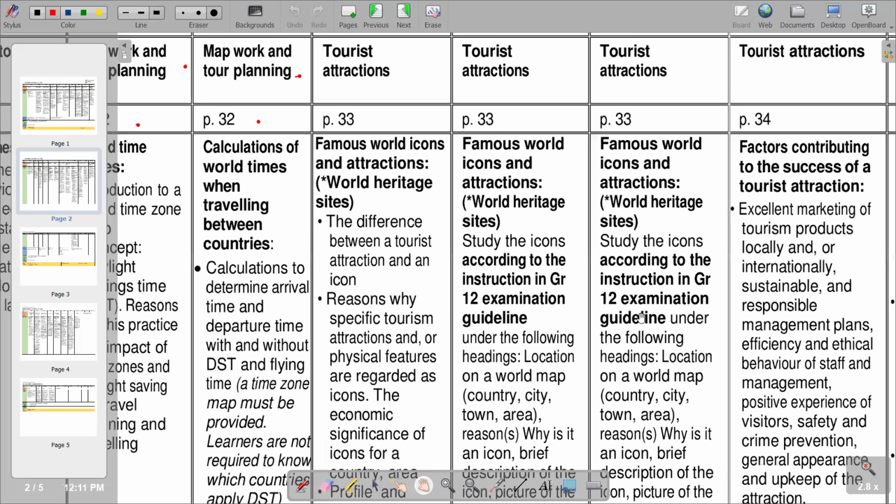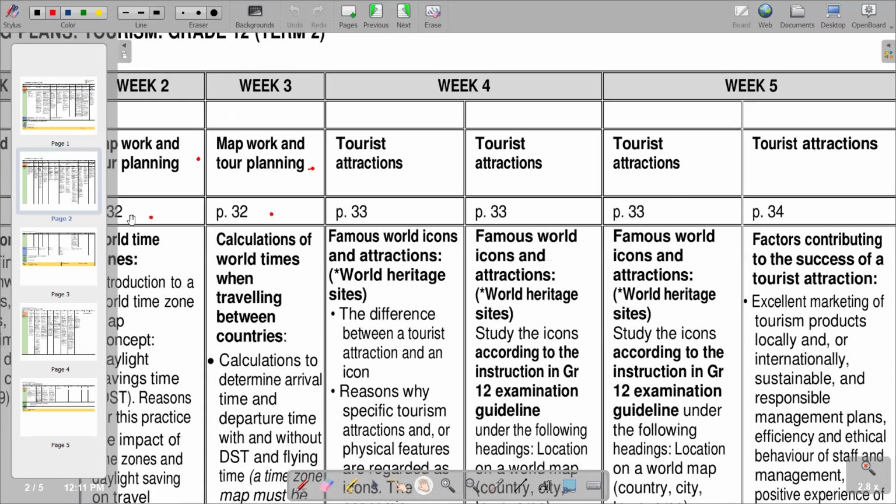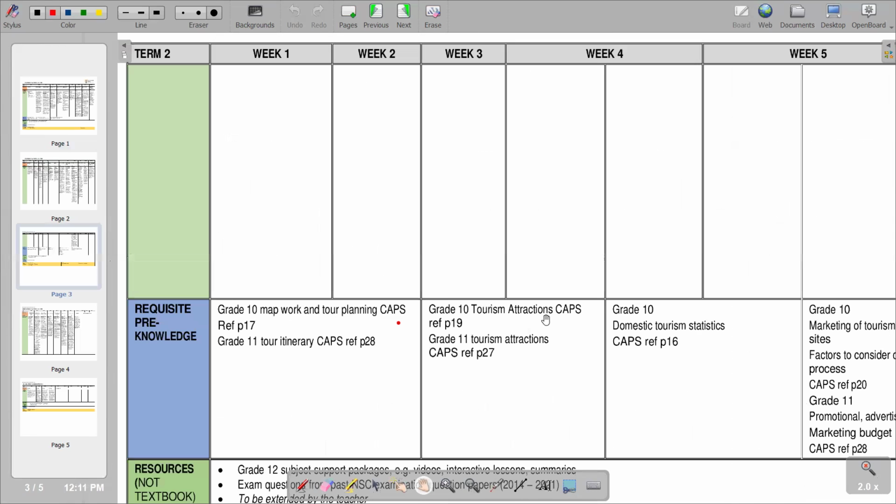So let's try to see in terms of prerequisite knowledge that we are supposed to have for week 4 and 5. If you go down, you see that for week 4 and 5, remember we have got prerequisite knowledge for week 4 partly coming from week 3, which we have gone through: tourist attractions and tourism attractions, and also tourism attractions of grade 10 and 11.